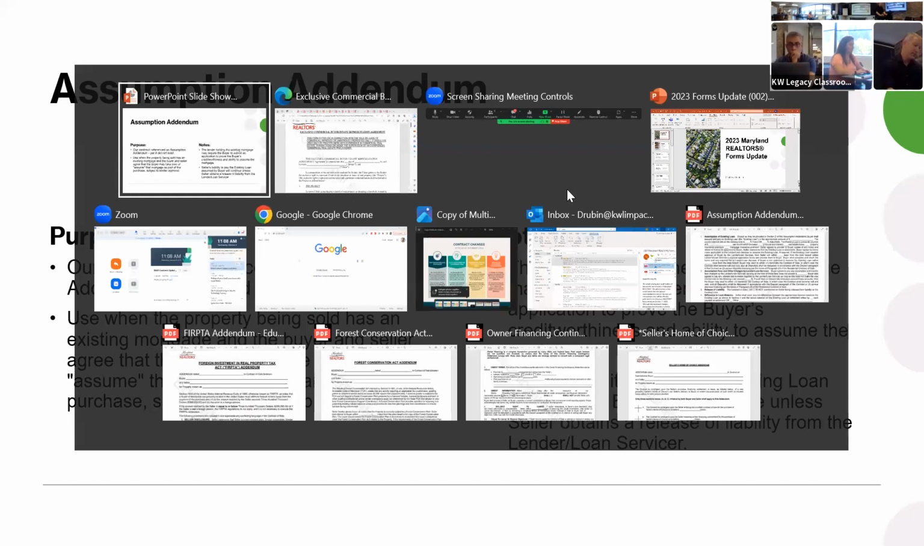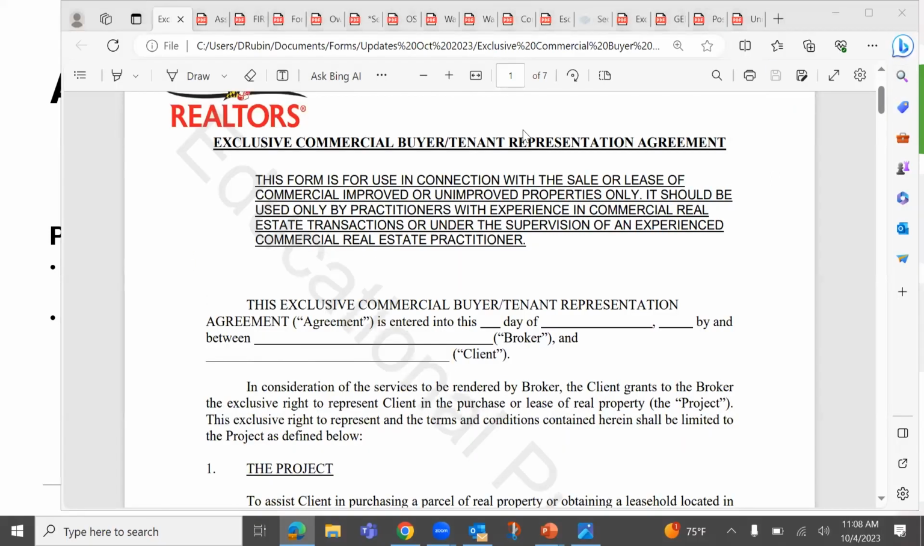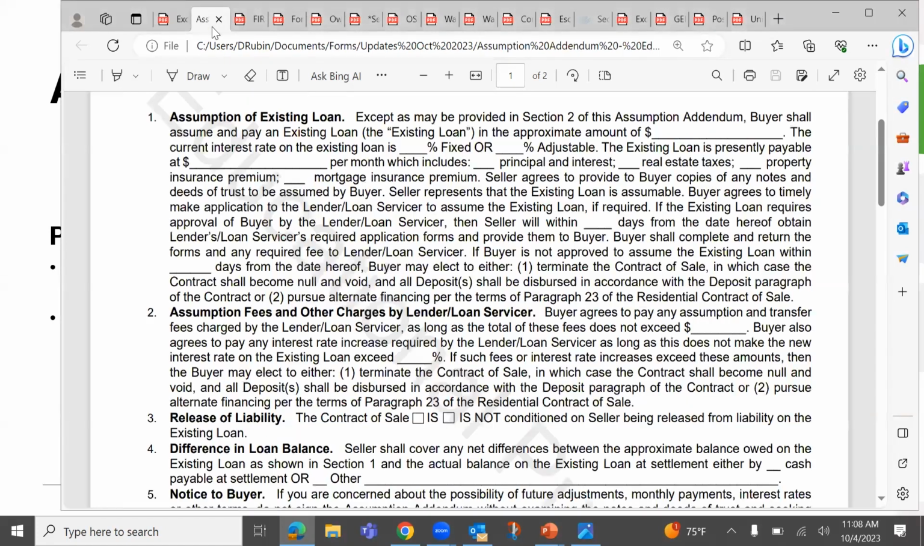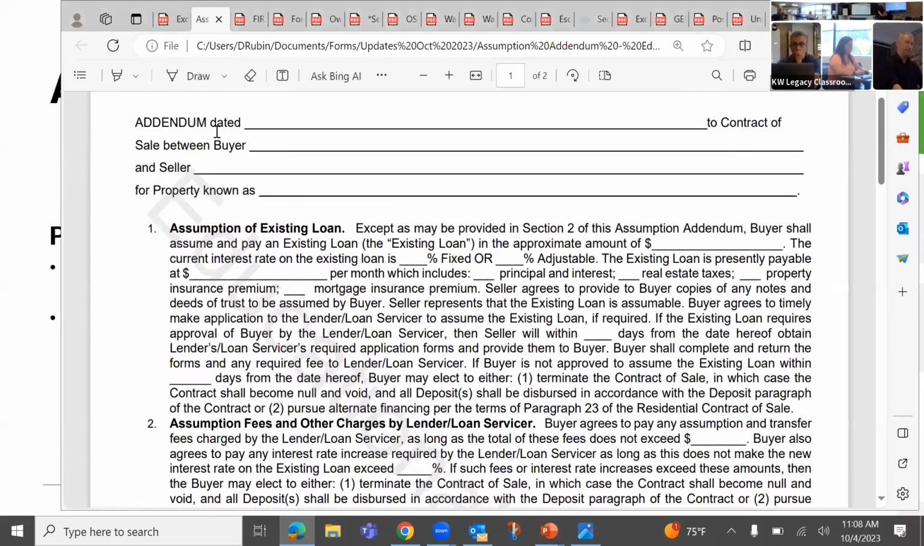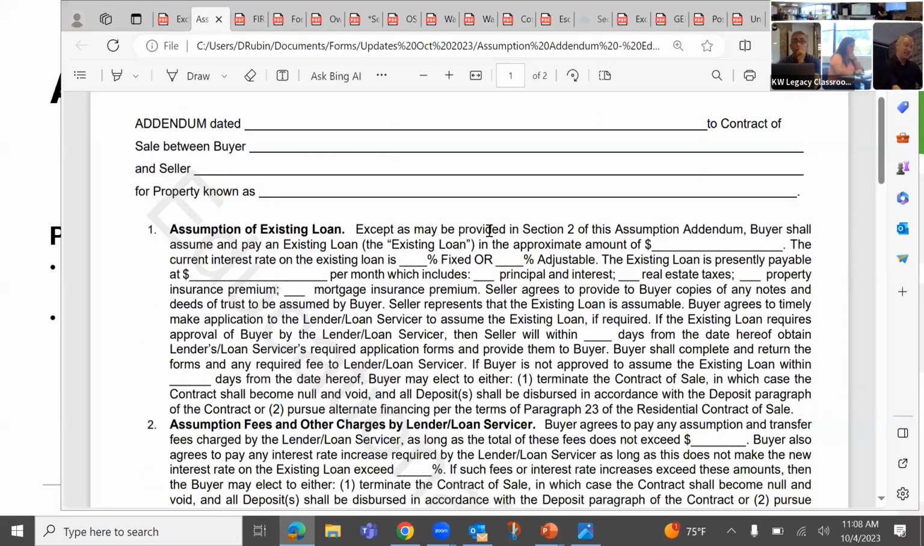Okay, so let me jump in so we know what we're looking at here. This new assumption addendum, basically the seller is going to set forth the current loan terms. This is what I owe, this is the interest rate.